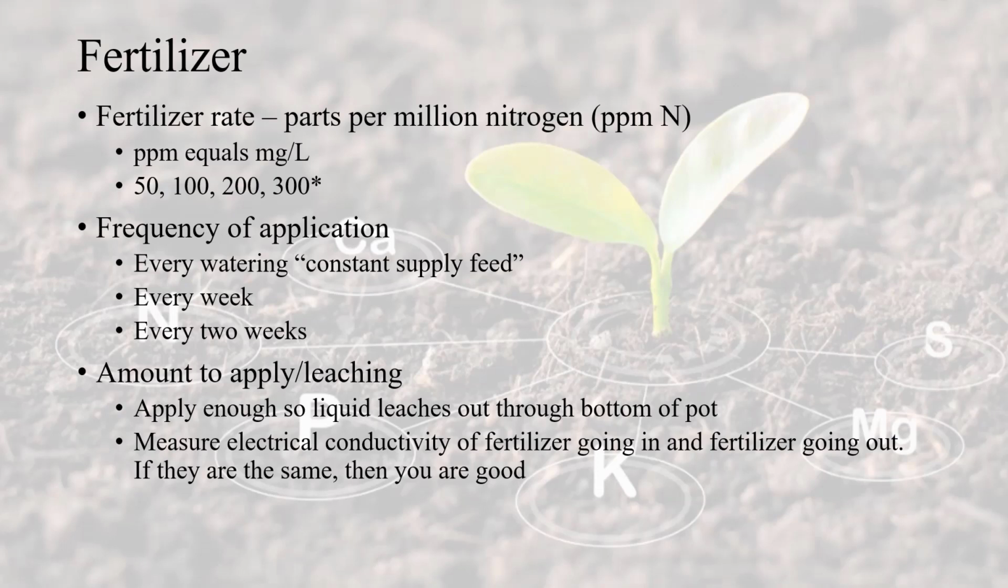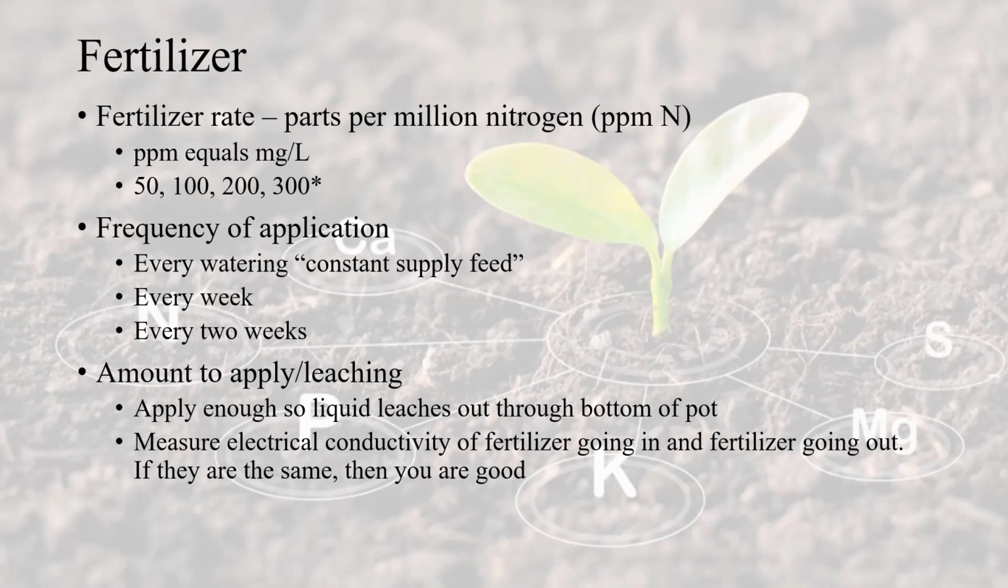And the rate we use is often going to depend on our frequency of application as well as the plants that we're growing, right? So you can apply your fertilizer with every watering, so every day essentially. That would be like a constant supply feed. You can apply every week, every 2 weeks. Beyond that, I think would be pushing it.